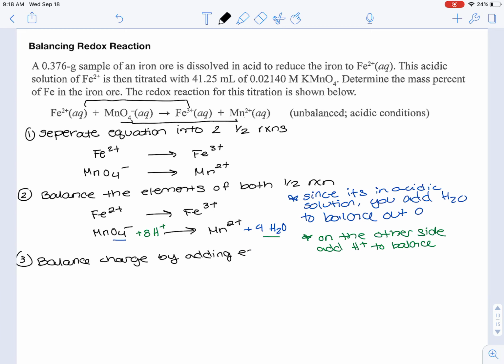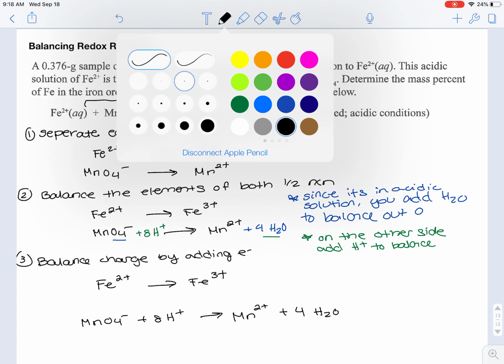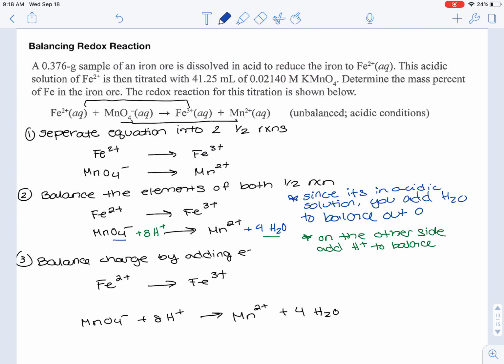By adding the electrons. In order to do this, you have to determine what is being oxidized and what is being reduced. So if you write your 2 reactions down here, iron 2+, iron 3+, and then MnO4- plus 8 hydrogen ions makes Mn2+ and 4 waters. So you're looking at your iron and your manganese.